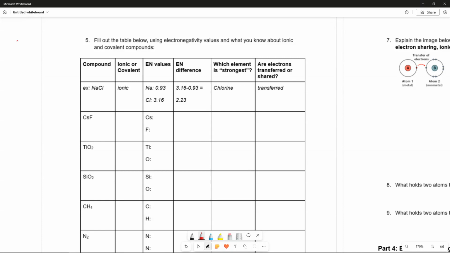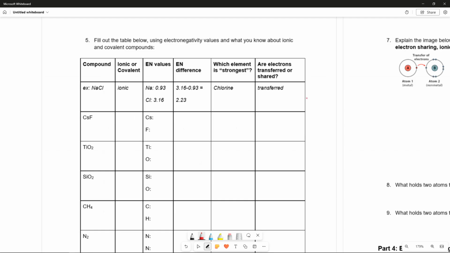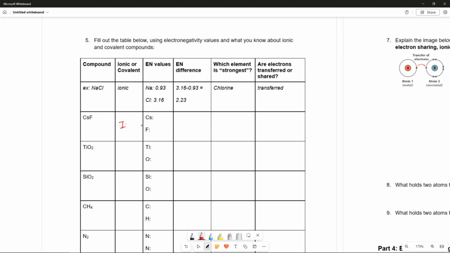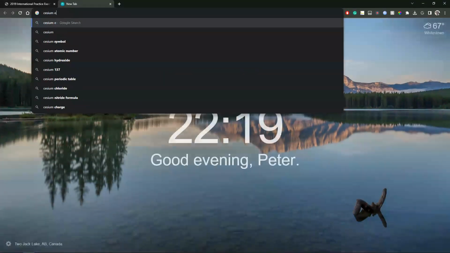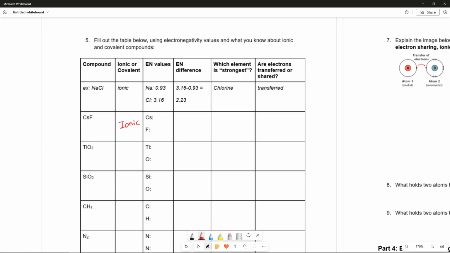Alright, so it's asking for cesium fluoride. Cesium's element 55. Fluorine is element 9. So, cesium, which is a metal in the alkali metal group in the periodic table, so it will be ionic. The electronegativity values, we're going to find cesium. Let's see if I can Google this real quick. Cesium electronegativity is 0.79.